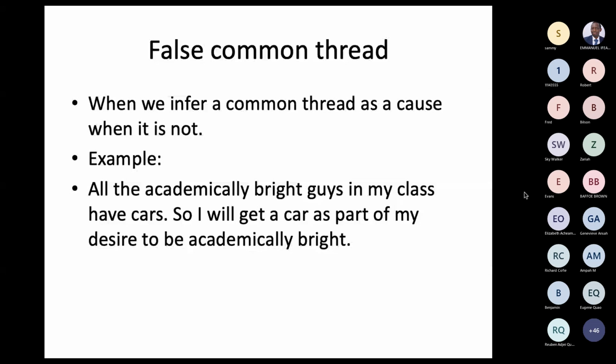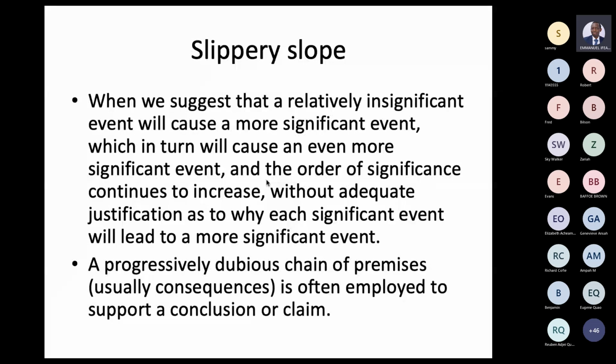Slippery slope. This is when we suggest that a relatively insignificant event will cause a more significant event, which in turn would cause an even more significant event, and the order of significance continues to increase without adequate justification as to why each event will lead to a more significant event. So what you have is a progressively dubious chain of consequences, often employed to support a conclusion or claim.